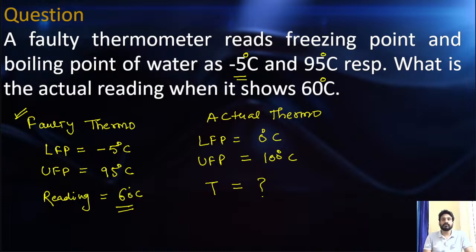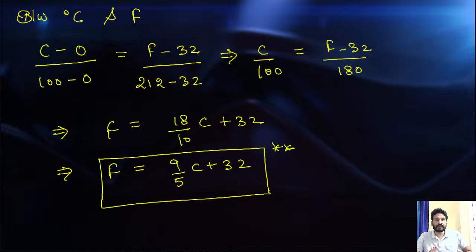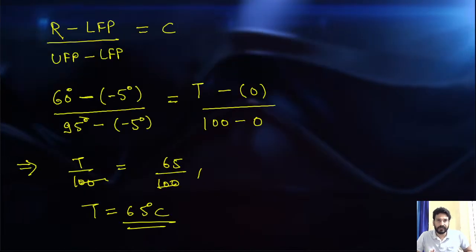That faulty thermometer reads a freezing point and boiling point of water as given, and we should calculate the actual reading when the faulty meter shows 60 degrees Celsius, right? So if we have the two fixed points, like the freezing and the boiling, then we can solve any question based on this concept, right? We should remember only one thing, that this particular ratio is constant for every scale, and for every thermometer, whether it is actual or faulty.